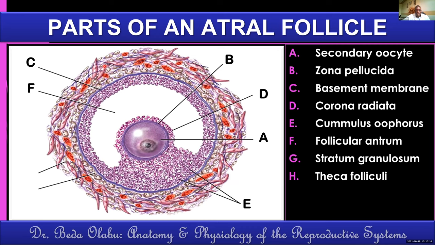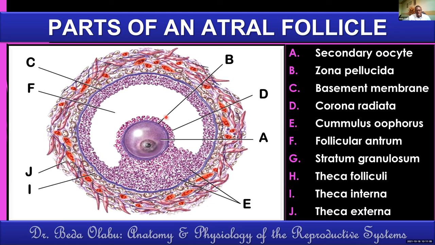The stromal cells of the ovary external to the follicle exist in two populations, but collectively we call them the theca folliculi. The internal population of theca folliculi consists of a cellular layer, the stromal cells of the ovary. This cellular layer is termed the theca interna. The outer zone of the theca folliculi consists of fibrous tissue. We call it the theca externa. So this is the antral follicle.